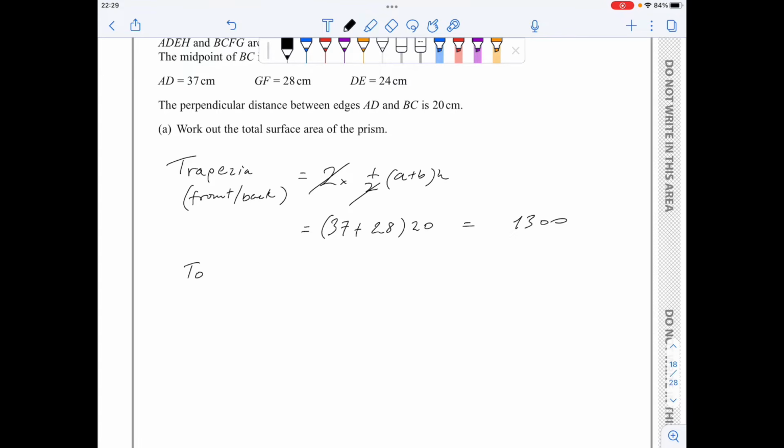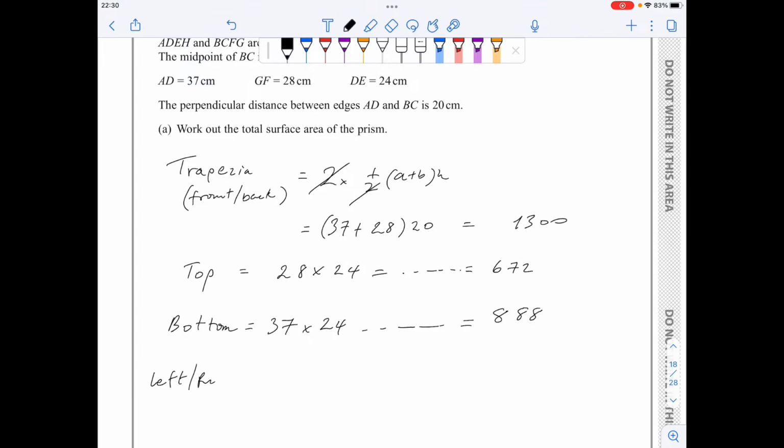Then I have the top face, which is a rectangle, 28 by 24. This will give me an answer of 672. Then I've got the bottom one, which is also a rectangle, that's 37 by 24. This will come out to be 888.